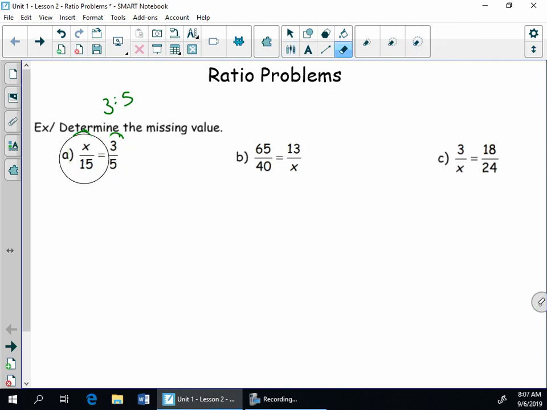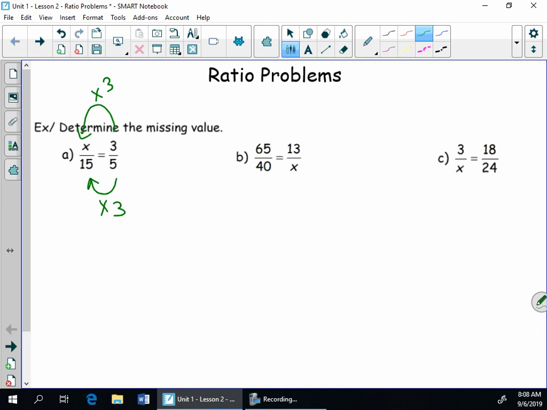The easiest way of looking at this one is, well, I know how to turn a 5 into a 15. I multiply by 3. Now if I multiply the bottom by 3, I have to do the same thing to the top. A reminder from yesterday, we use the arrows. They're pointing in the same direction to the same operation, and x, 3 times 3, makes 9.